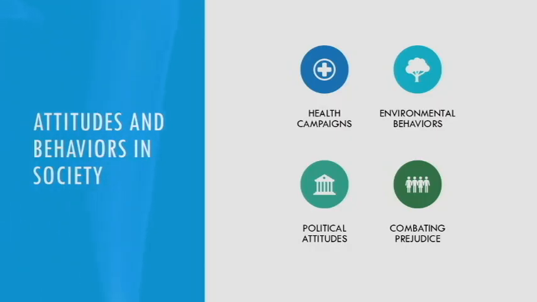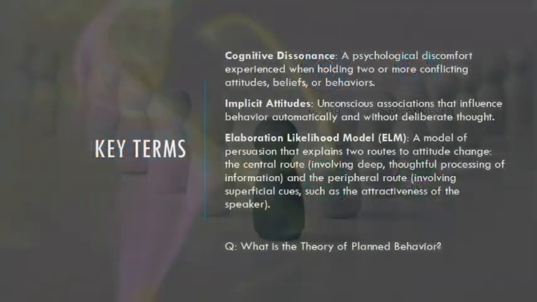Then there's implicit attitudes. What's an implicit attitude? Well, remember that is the emotional, the unconscious associations that influence behavior automatically and without any deliberate thought. It's a very quick process. And these attitudes may contradict a person's explicit, consciously held beliefs. And then there's the elaboration likelihood model, which is that model to understand persuasion that explains that there's two routes to attitude change. There's the central route, which is the deep, cognitive, thoughtful processing of information, and then the peripheral route, which involves superficial cues, such as the attractiveness of the speaker. And unfortunately, the peripheral route is what most people tend to look at because they're not really engaged in whatever it is that's going on.